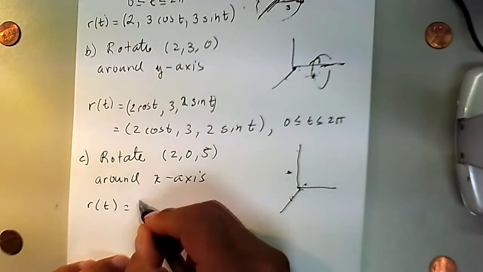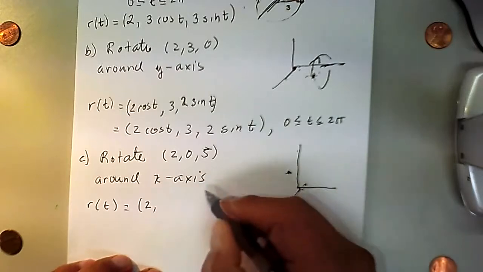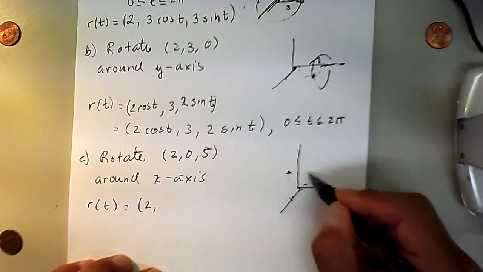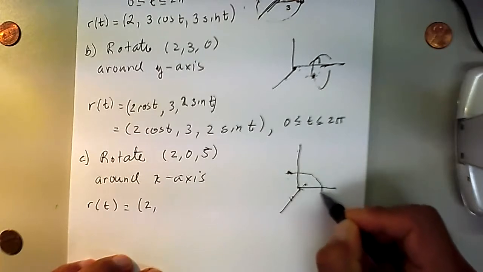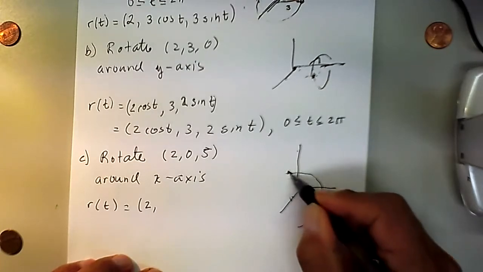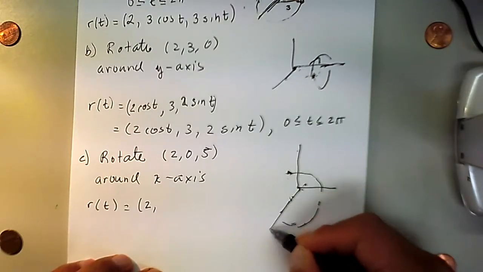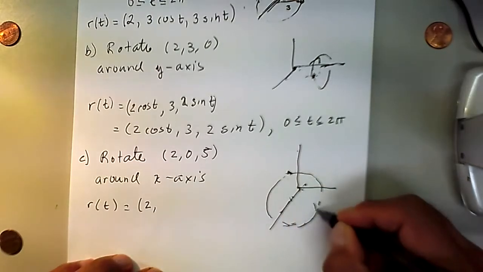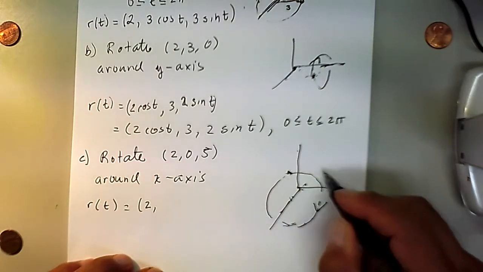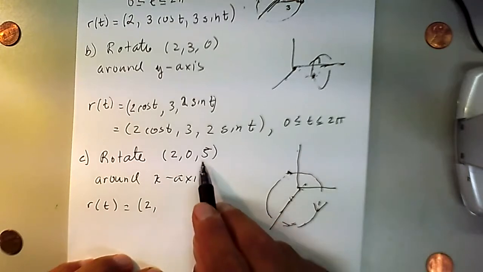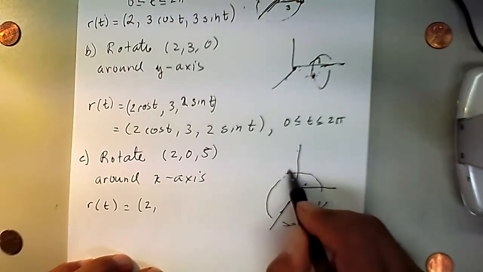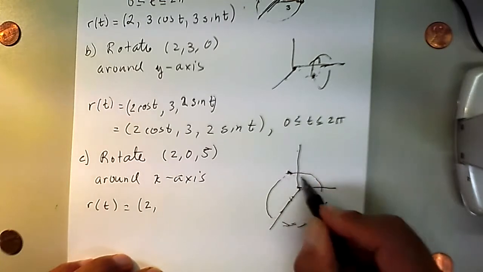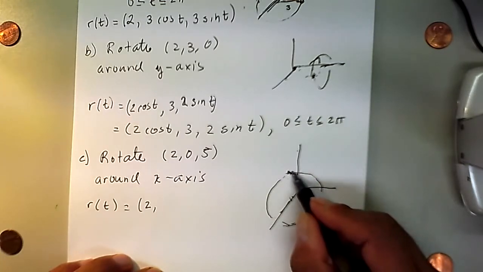So 2 remains constant. We want to start at that point, and we want to rotate this way. It's going to be a fairly large circle. So it's going to go around and coming back this way, and we are going in this direction. So the z starts with 5 cosine of t, and then there's no depth initially.